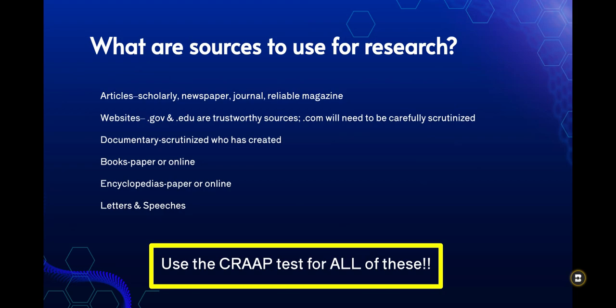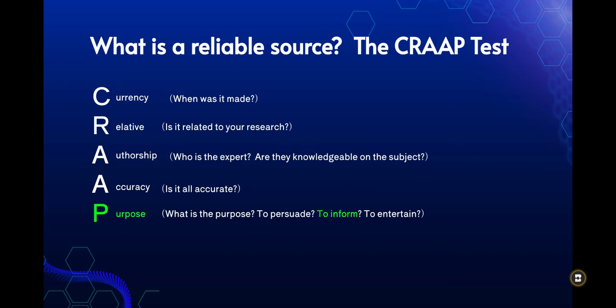So remember to always use the CRAAP test for all of these sources. The CRAAP test is to help you find a reliable source. CRAAP is an acronym, so it spells the word crap, however, I begin with P. What is the purpose of the source that I'm looking at? If the purpose is to inform me, then I'm going to go ahead with the rest of the CRAAP test. If the purpose of that source is to either persuade or entertain me, I'm putting it off to the side. There are other sources out there to find that won't have bias and will be more reliable.